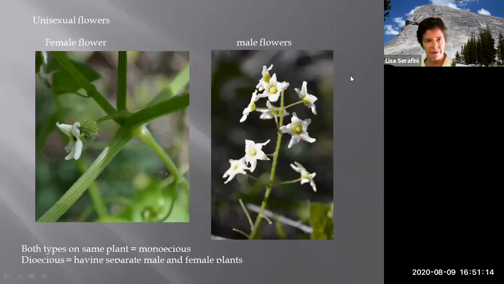But we have unisexual flowers. And in this case, we have both types of flowers on the same plant. And we call that being monoecious. One house for both types of single-sex flowers. Other species of plants may be dioecious, two houses. You can have a plant that has entirely male flowers and a plant that has entirely female flowers.